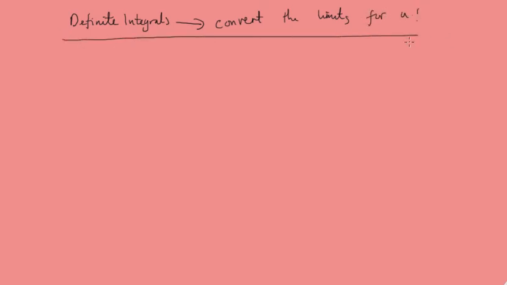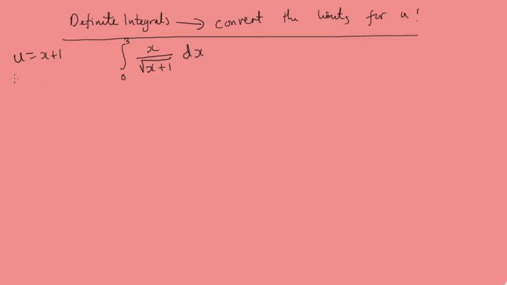Now, definite integrals. You must convert the limits for u. I'll show you what this means. So we're going to use the substitution u equals x plus 1 to integrate the following between 0 and 3 of x over the square root of x plus 1 dx.